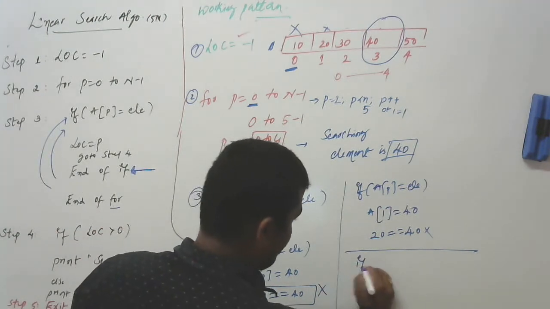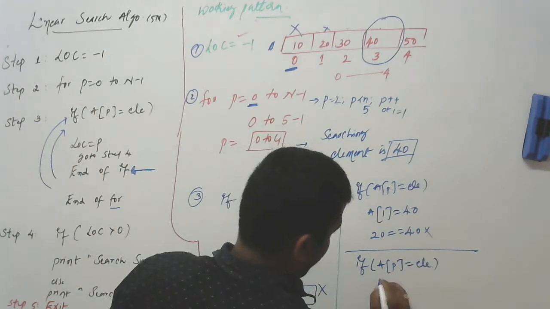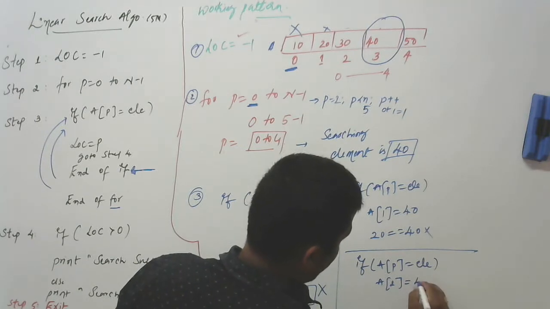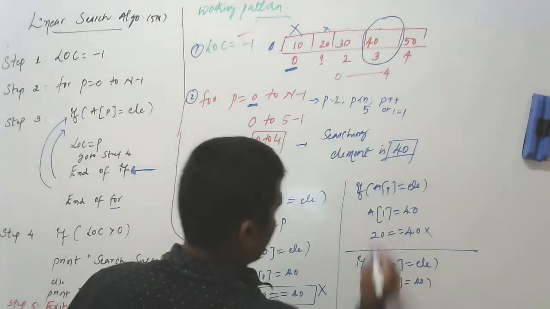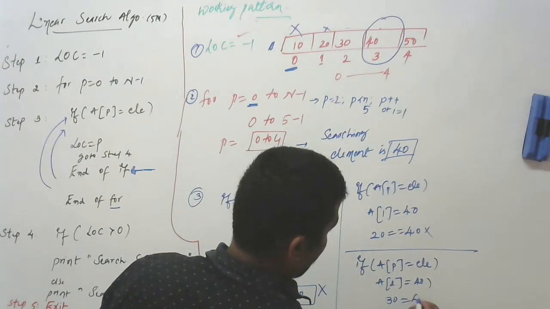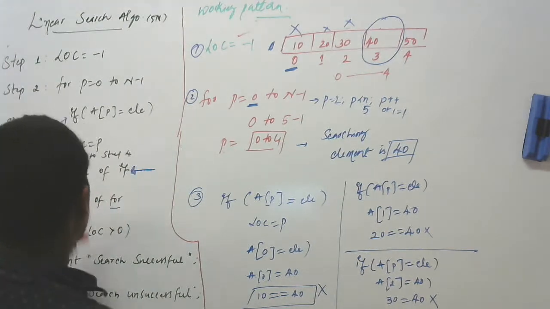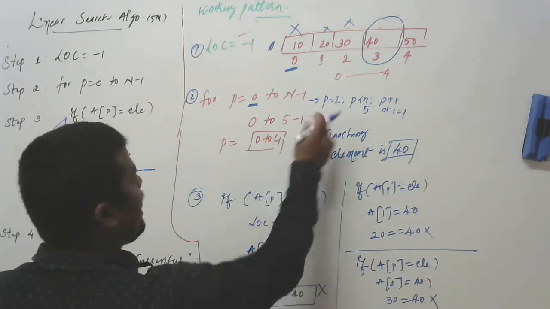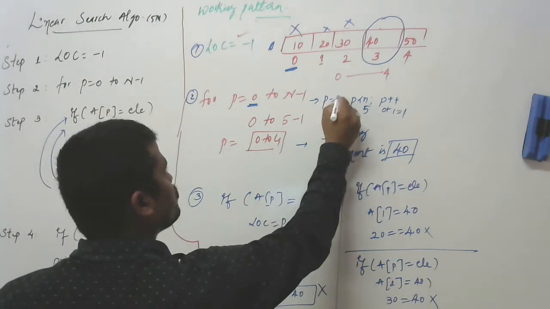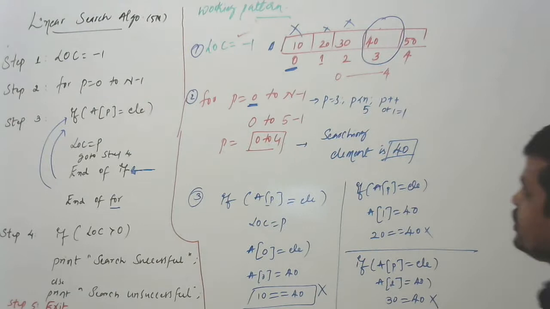So if A of P equals element, A of P means 2, searching element is 40. A of 2 is 30. Are you searching 30? No, I am not searching this. So that is not the location. Again it goes back, then p value becomes 3. P value becomes now 3, right?